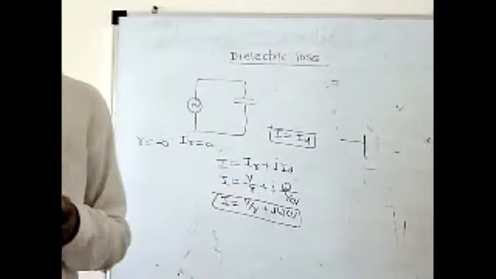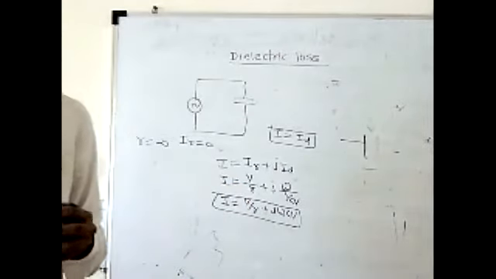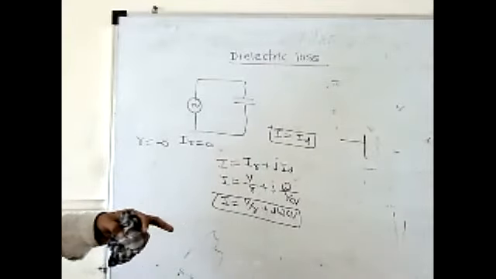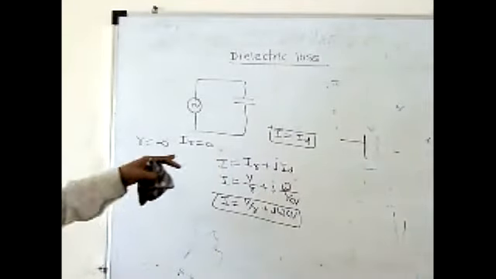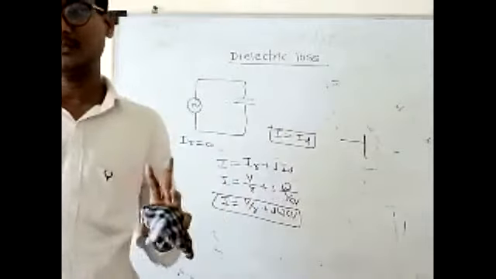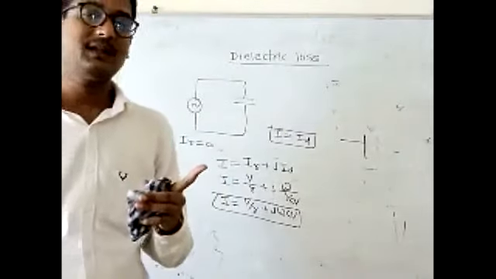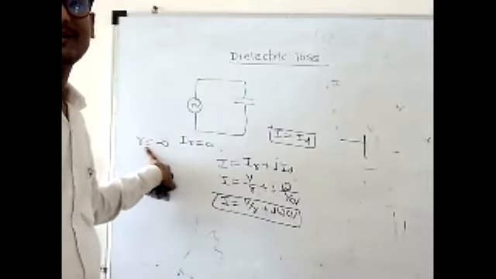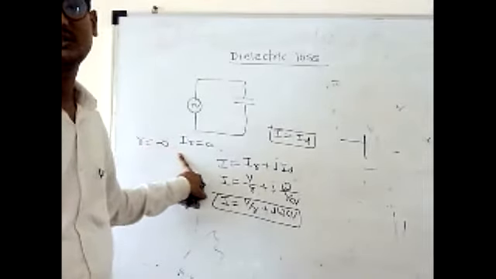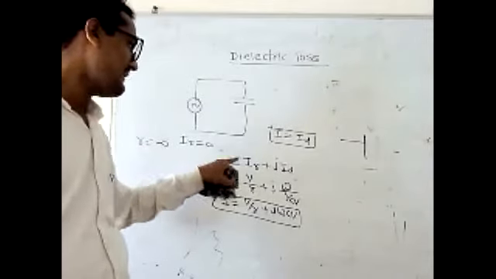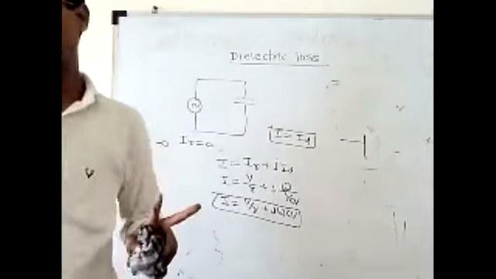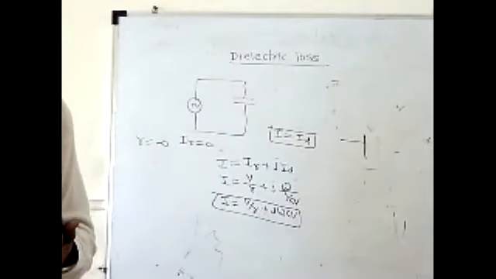Then in case of practical, what we have observed is that there is one internal resistance present, but in case of ideal, there is no internal resistance. That is, the value of R is infinity, so IR equals 0. If the value of IR is 0, then total current I equals ID.